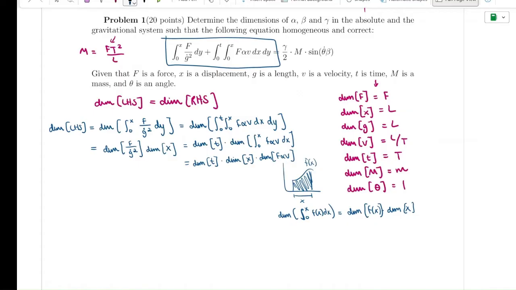And this we can then rewrite. I feel like this is a little messy. So we can write this as, okay, let me just rewrite this for clarity. So dimension of f over g dot squared times dimension of x. Okay, so what is the dimension of f over g dot squared? Well, the dimension of f we have here is f. So I'm just going to keep it like that for now.